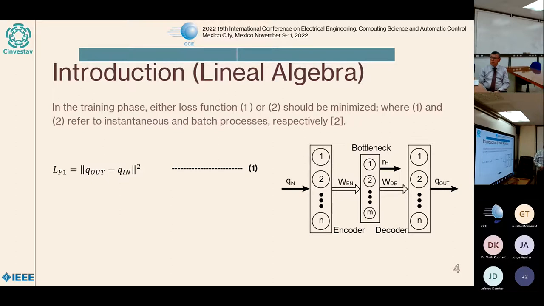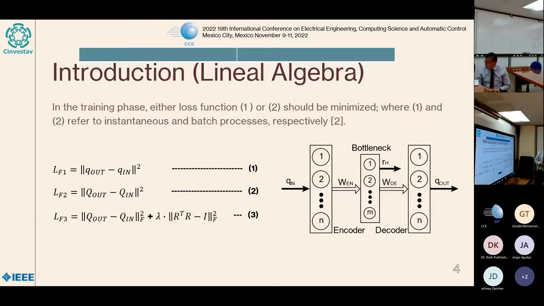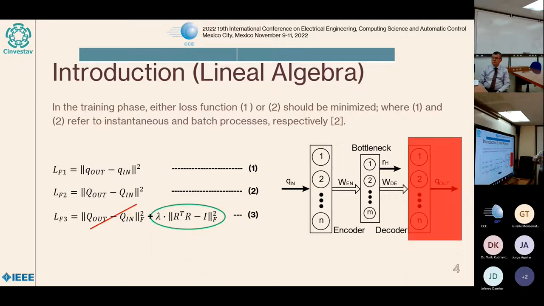But in equation 2, it is similar to equation 1, because equation 2 represents not one vector, but multiple vectors. But again, I'm not sure about the orthogonality between classes. For this part, I add a second part in equation 2.